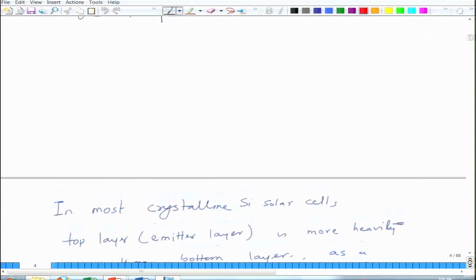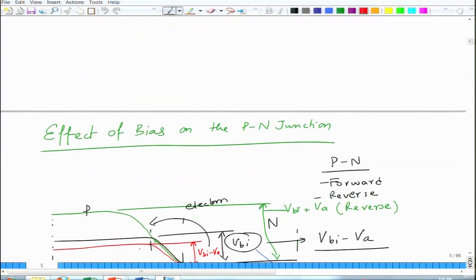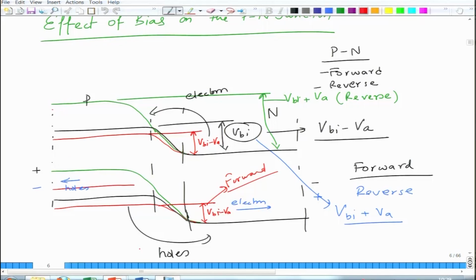Okay. So, then we looked at the effect of bias on the PN junction. We looked at a qualitative way of understanding it. So, the effect of bias is essentially you can have two biases, forward and reverse biases. Forward bias essentially reduces the barrier height. So, your barrier height becomes VBI minus VA, because VA is positive. As a result, more electrons can flow and more holes can flow across the junction, whereas in case of reverse bias you increase the barrier height, leading to reduced hole and electron flow across the junction. As a result, the current is lower.